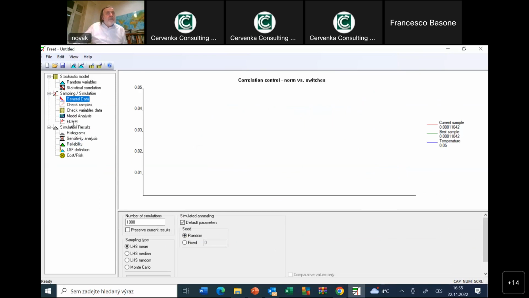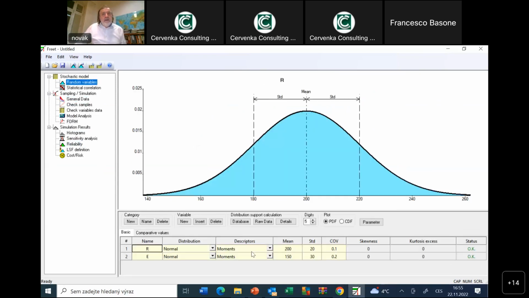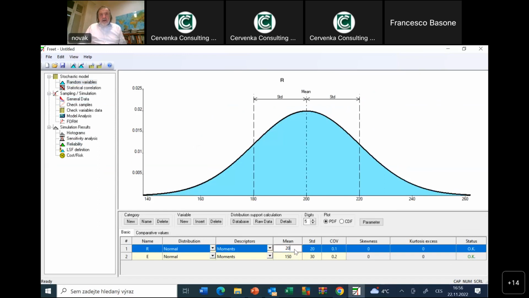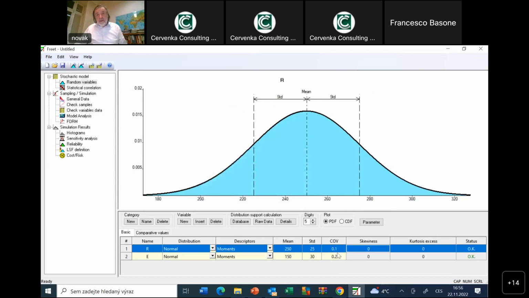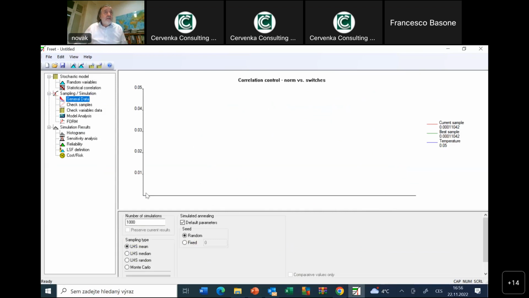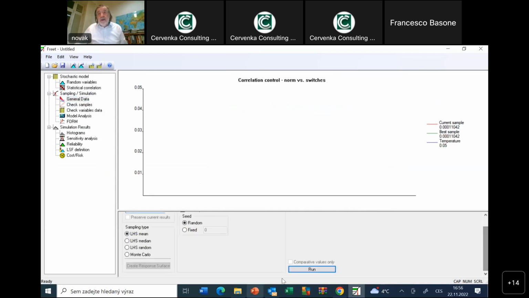Let's change the stochastic model in such a way that, for example, my resistance is increased, maybe to 150, right? I will keep the variability at 10%, but the resistance is increased. So it means the failure probability should decrease. So again, general data, I will run it very quickly.